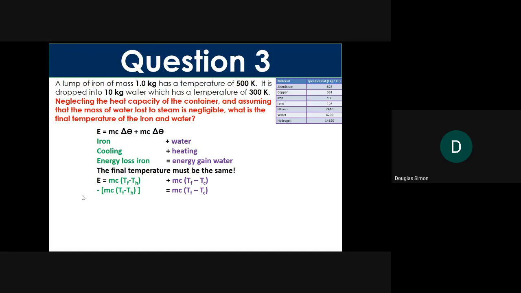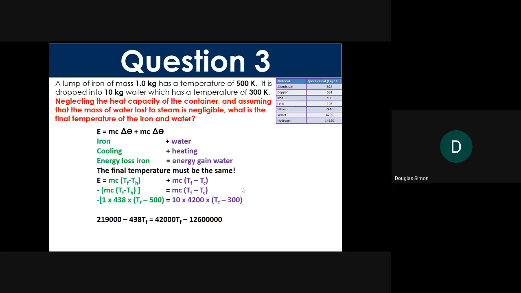So now we have the numbers. The mass of the iron is 1, the heat capacity of the iron is 438, the final temperature is what we're trying to work out, minus the starting temperature, and that's going to equal 10 kilograms of water times the water's heat capacity, 4,200, times its temperature change, which again is final temperature minus its starting temperature. So importantly, the final temperature must be the same, like I highlighted above, which is why this T_f is the same in both cases. So now it's just a case of rearranging and solving.